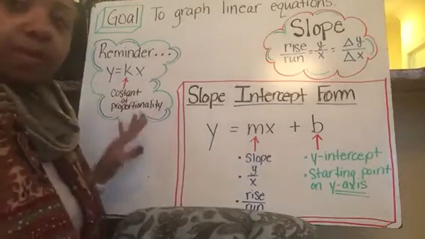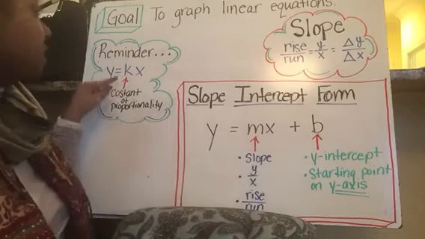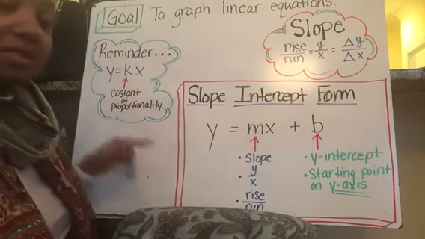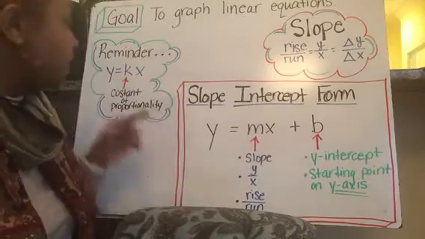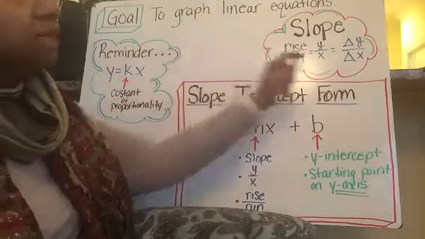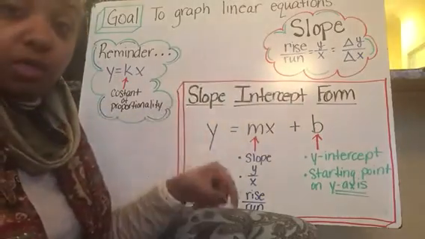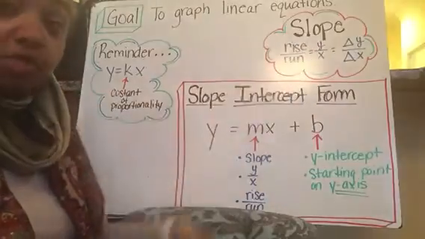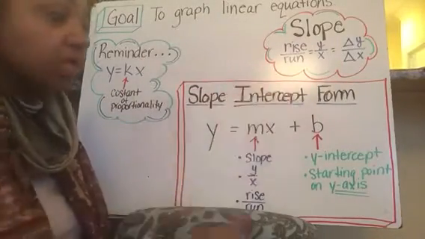Alright, now as a reminder, y equals kx. We talked about this in class, how that k is the constant, the number that is being multiplied or divided by every single time. Notice it's in front of the x. Then over here we have our slope. Slope, remember, that's your rise over run, that's your y over x. That's how far you go up, how far you go over to get to the next point.